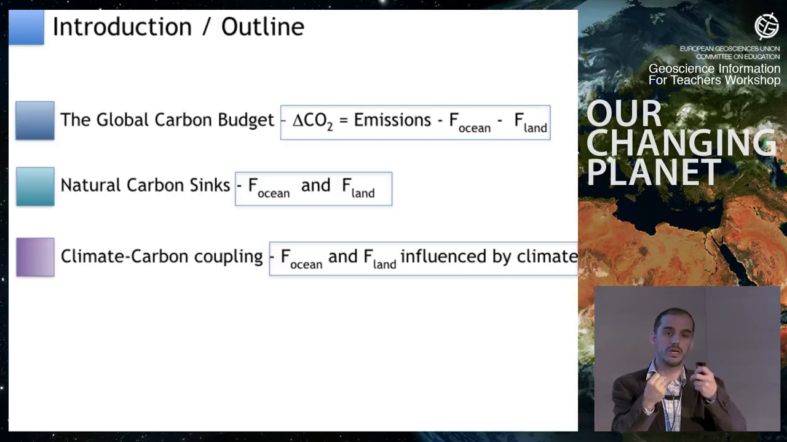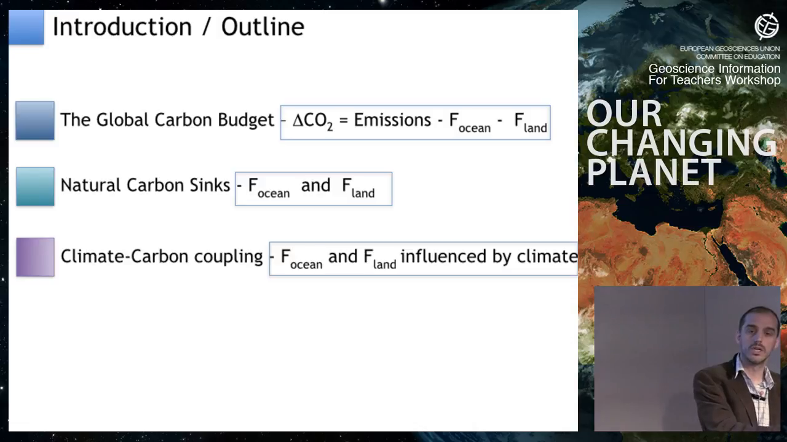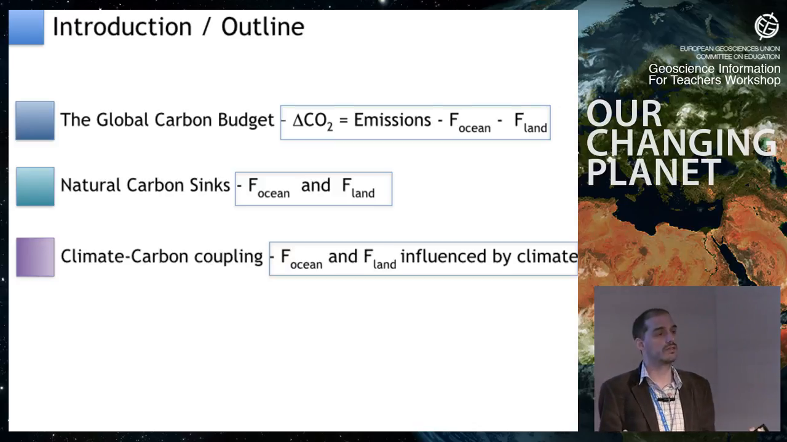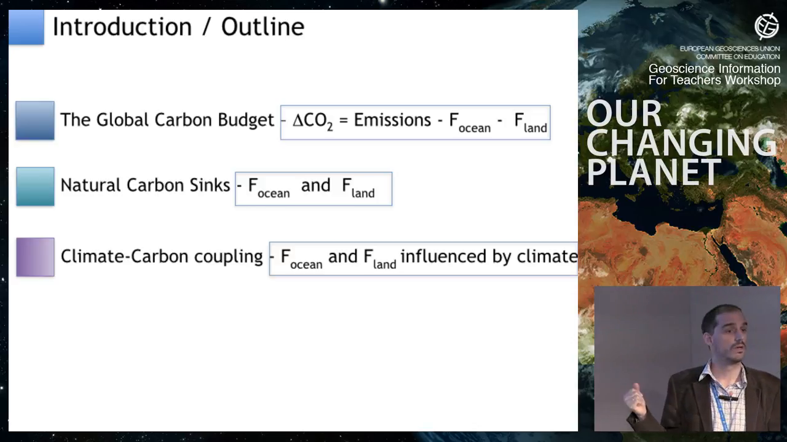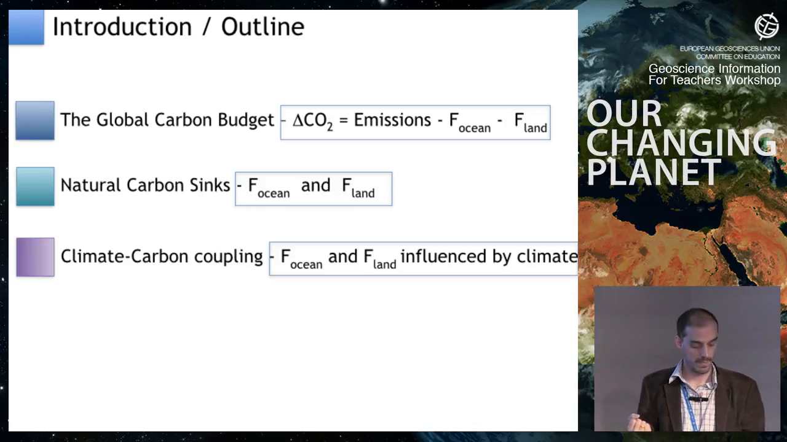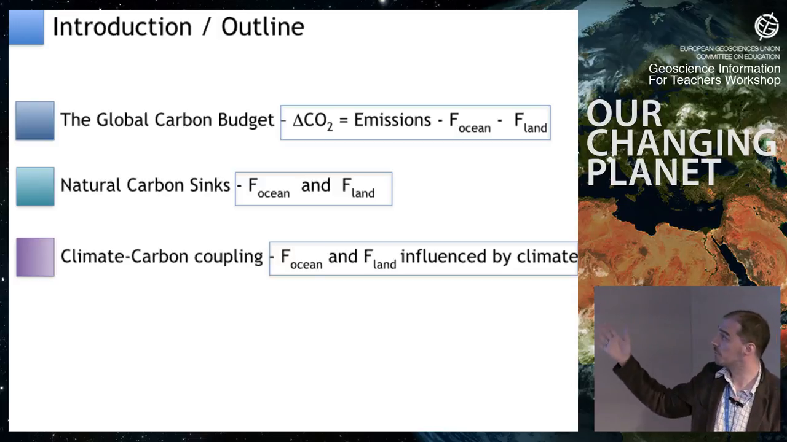CO2 is changing climate, which is changing the sinks, which in fact retract on atmospheric CO2. And so you have positive or negative retraction in the system, and we'll be talking about that in the last part. So that's the three simple steps that I want to follow in the coming minutes. So let's start with this global carbon budget.